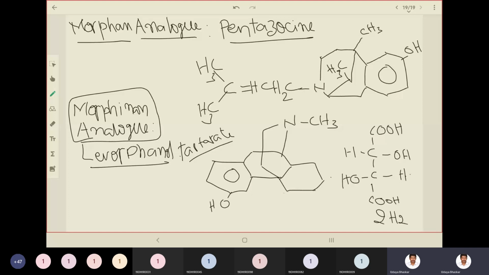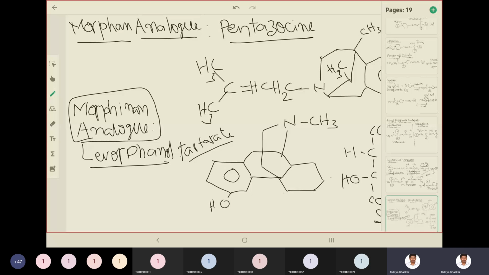Let us see their uses. So let us start from levorphanol tartrate. It is a potent analgesic having actions and structure similar to morphine. Okay, so it is analgesic, effective for the management of both moderate and severe pain. So pain is the use, to relieve the pain. If you see the use of pentazocine, it is a synthetic analgesic agent used to control moderate to acute pain. Again, pain, but you need to remember that it is a synthetic agent.